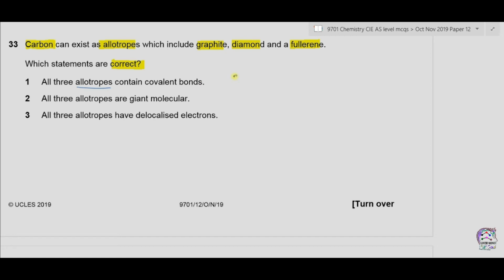We can see that in graphite, carbon makes 3 covalent bonds with 3 other carbon atoms. In diamond, what happens is that carbon makes 4 single covalent bonds with the other carbon atoms. In fullerene, the bonds are similar to graphite and carbon makes 3 covalent bonds with other carbon atoms. As carbon is a nonmetal and nonmetal makes covalent bonds, therefore option 1 is correct.